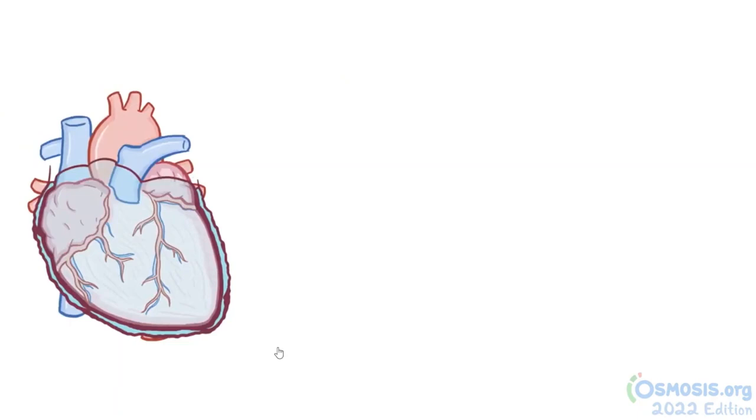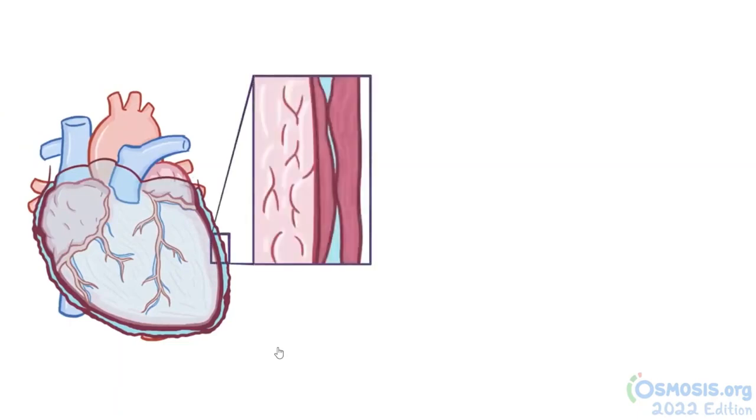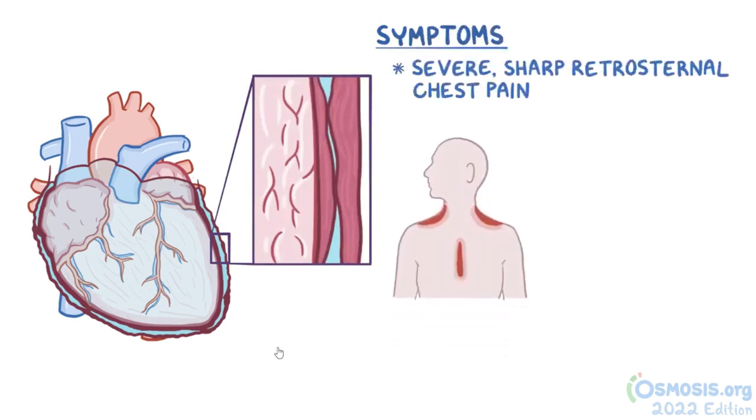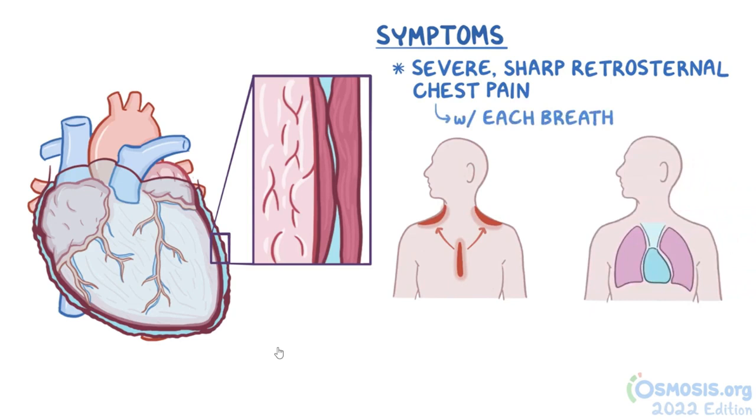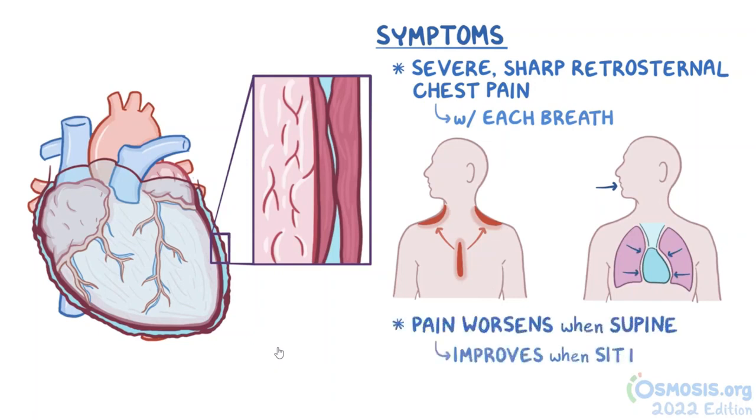In pericarditis, the two inflamed layers of the pericardium rub against one another every time the heart beats. This causes severe, sharp retrosternal chest pain that radiates to the neck, shoulders, and back, and it typically happens with each breath during inspiration. That's because in inspiration the lungs expand, filling the thoracic cavity and compressing the pericardium. The pain typically worsens when a person is supine, and improves when a person is sitting upright and leaning forward.